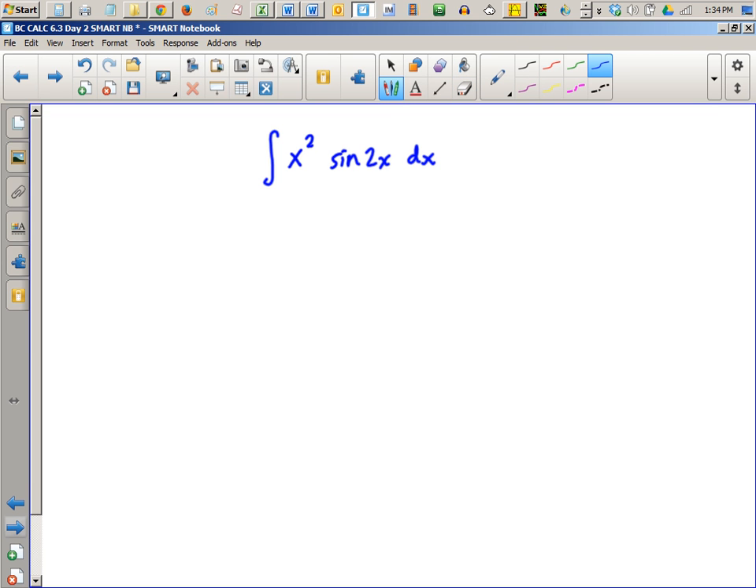So how do you choose the f and the g? Well, you want to choose f so that after a few derivatives it goes away. X squared is a good choice. Do 3 derivatives and it's gone. Sine 2x is not a good choice for f because no matter how many times you take the derivative, it just never goes away. So this will be our f, this will be our g. Let's make our table. I go x squared, 2x, 2 and 0.